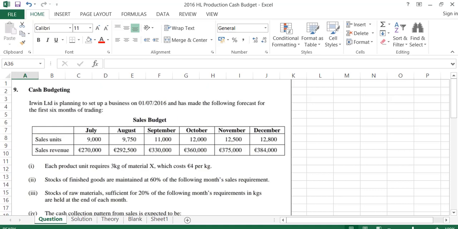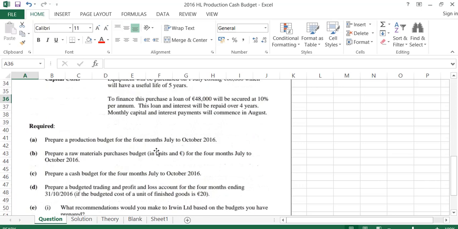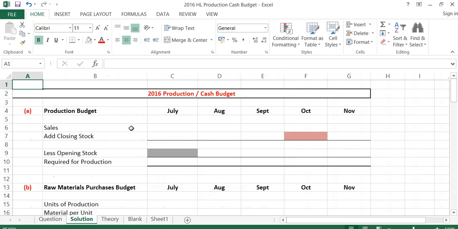Hi, now we're going to have a look at the 2016 higher level half production half cash budget. The first thing we're asked to do in this question is to prepare a production budget for the 4 months July to October 2016. So to do the production budget, we start off with our sales.